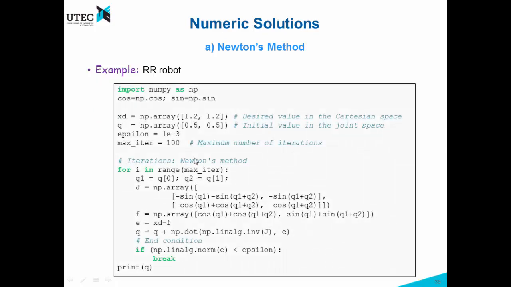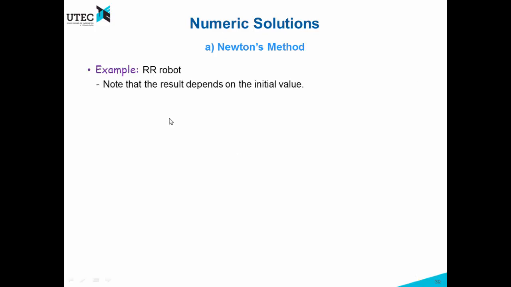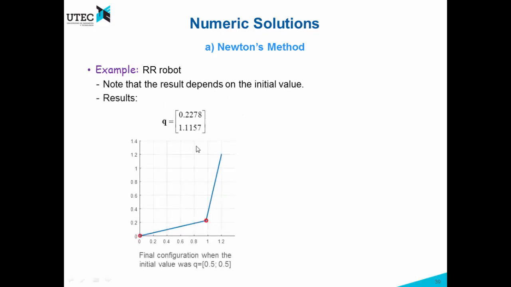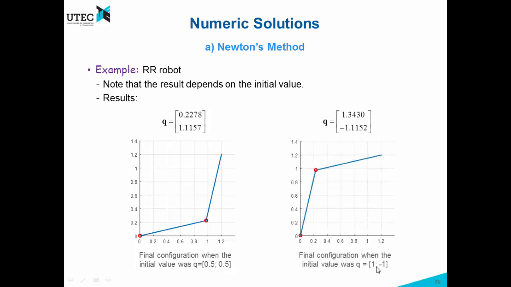This is a Python code that implements the previous algorithm. Note that the result depends on the initial value. So if we use as initial value 0.5 and 0.5, this will be the result. But if we use 1 and minus 1 as initial values, we will get this result. You can see that in both cases the end effector is at 1.2, 1.2, but the solutions are different. Both solutions are equivalent, but they are closer to the initial point.